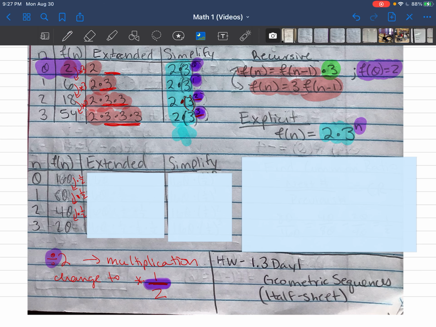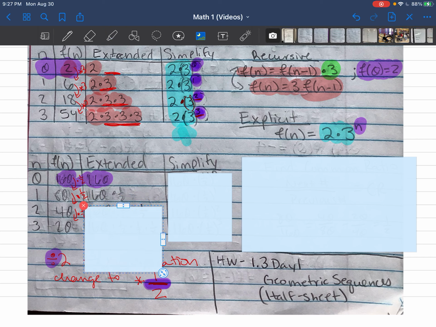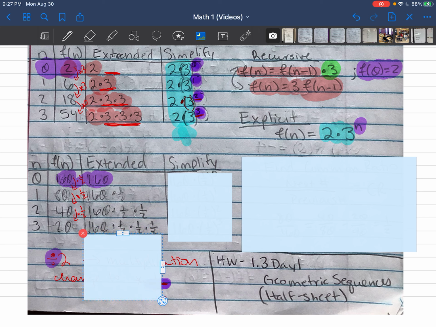So when I look at my extended, I bring that 160 over, because I always just copy this number over to here. And then as I go down my table, I have 160 times 1/2. That's how I get 80. I have 160 times 1/2 times 1/2. That's how I get 40. I have 160 times 1/2 times 1/2 times 1/2 to get 20.